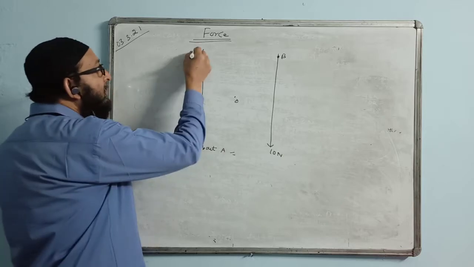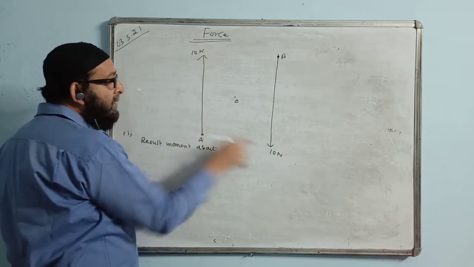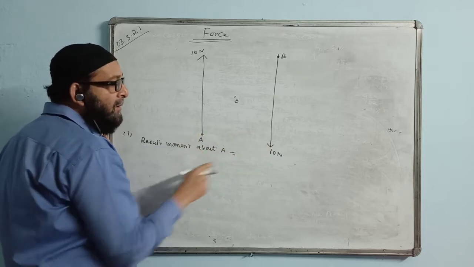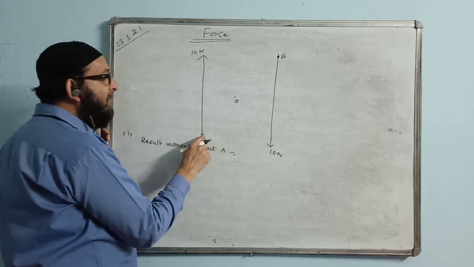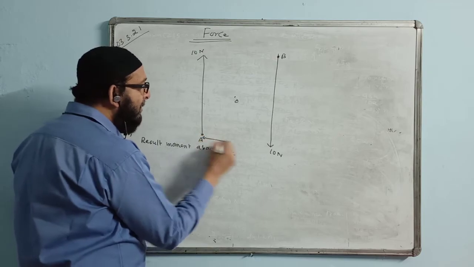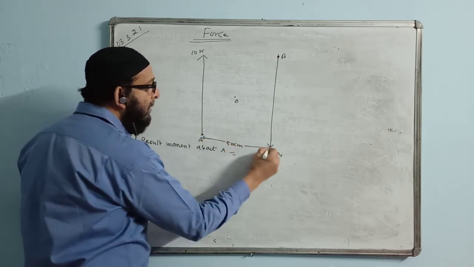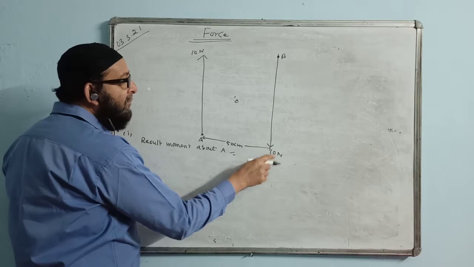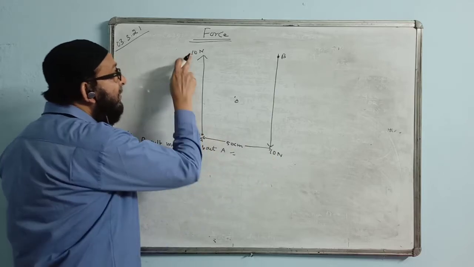So the turning effect of this force is 0, but this other force is not applied at the same point, so it will have a turning effect. This distance is already given in the question, 50 centimeter. So this will have the turning effect about this point. Turning effect of this one is 0.